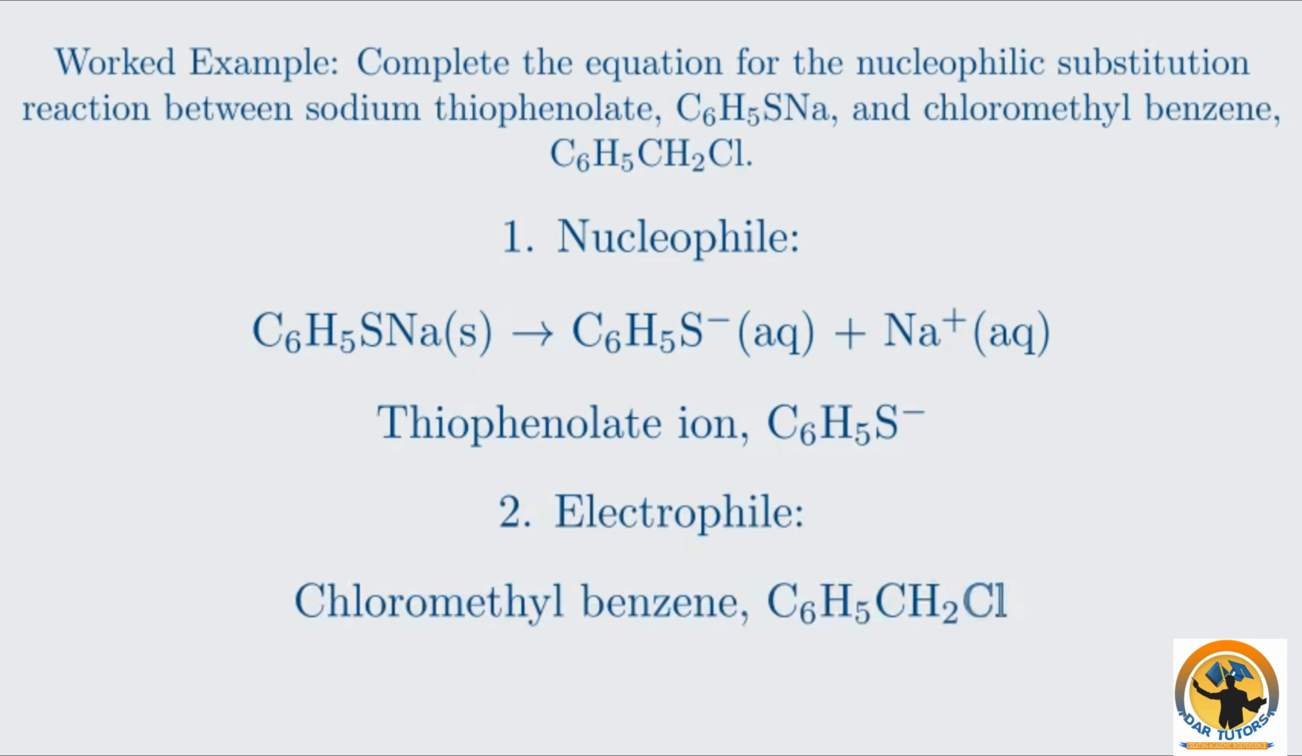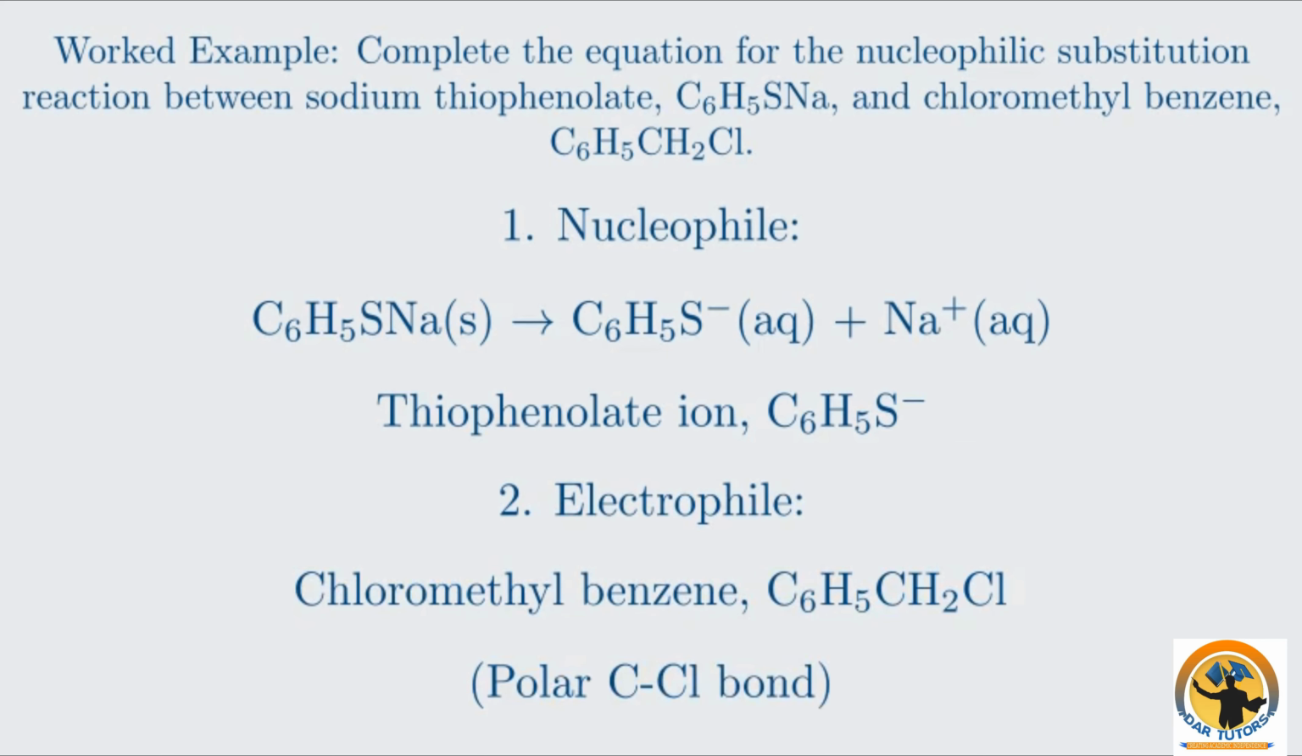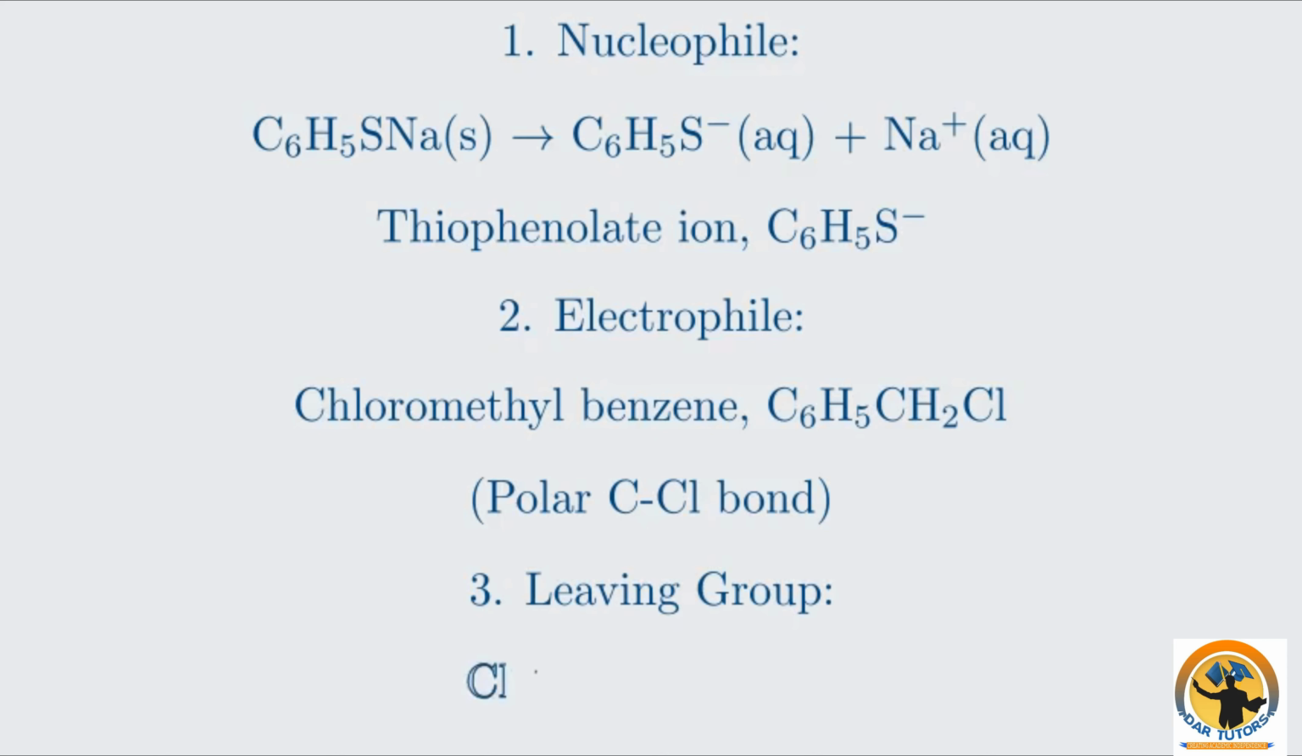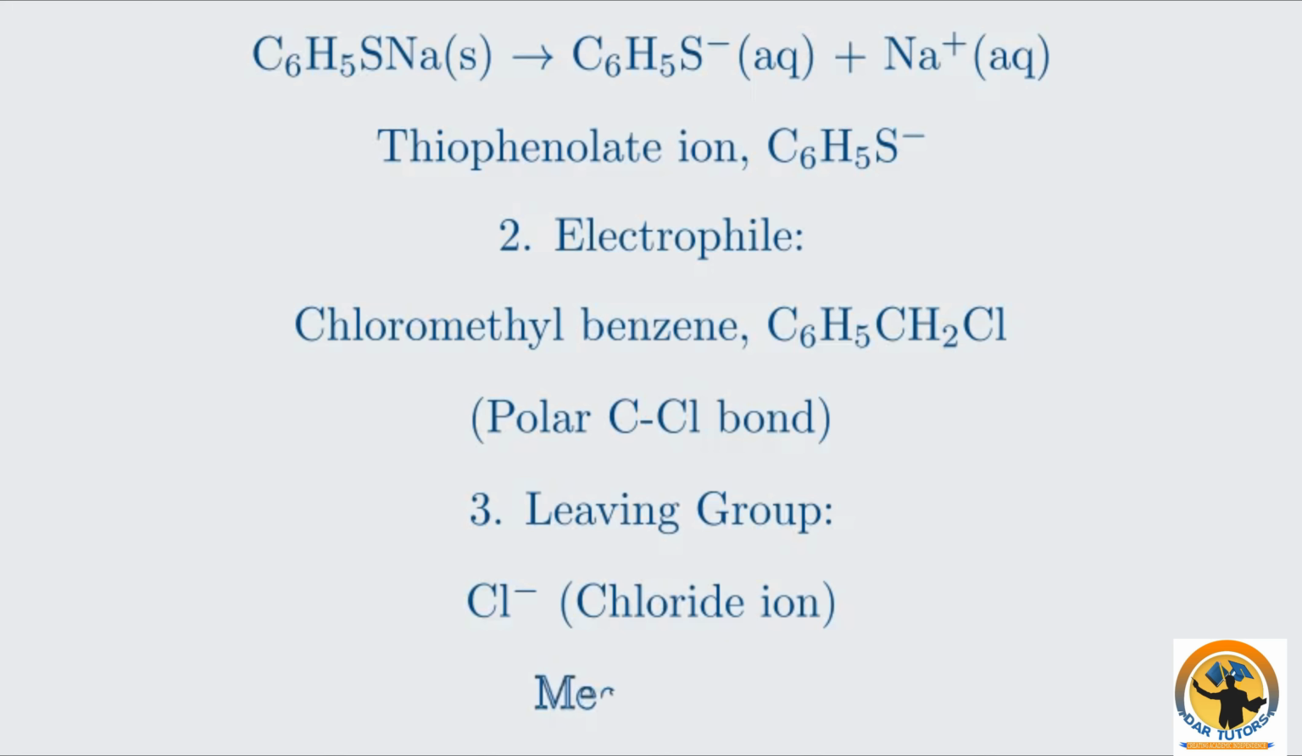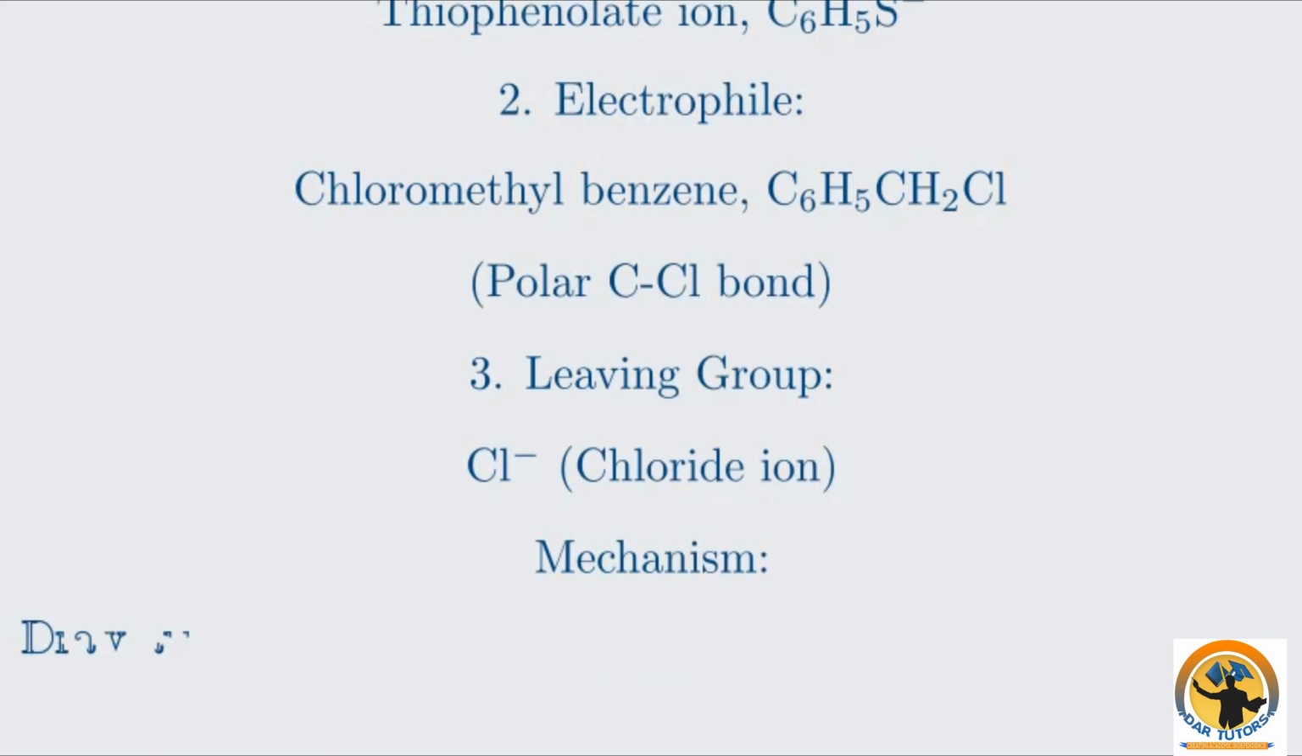Chloromethylbenzene is an organochlorine compound. The polar carbon-chlorine bond creates a partial positive charge on the carbon atom bonded to the chlorine. This makes chloromethylbenzene the electrophile. And as in our previous example, in a reaction where chlorine leaves the carbon, a chloride ion, Cl−, will be the leaving group. Now we can draw the mechanism using curly arrows.